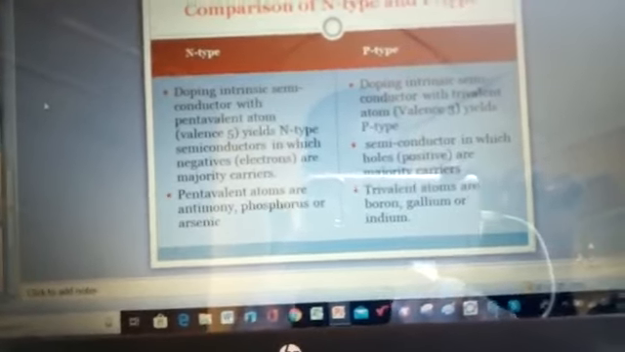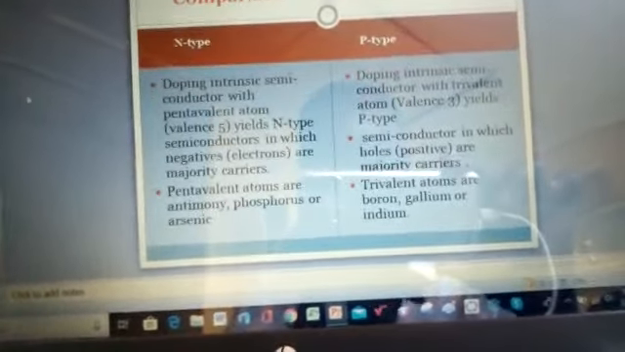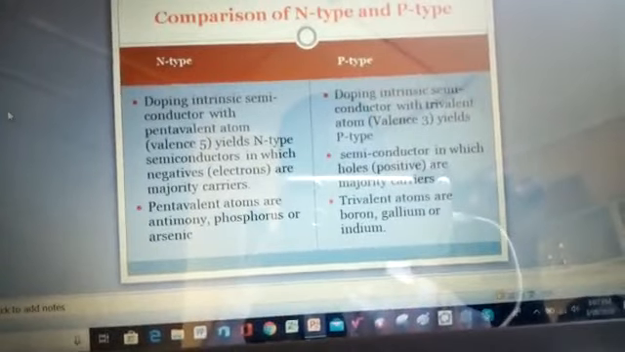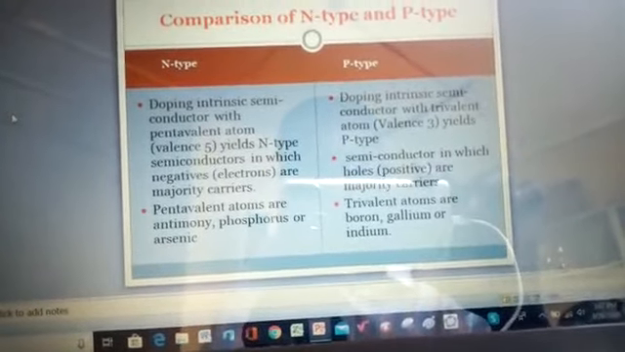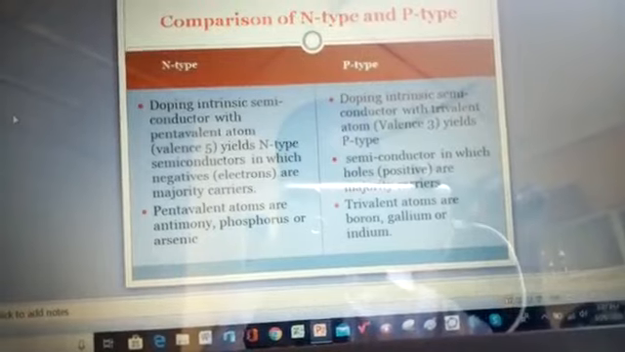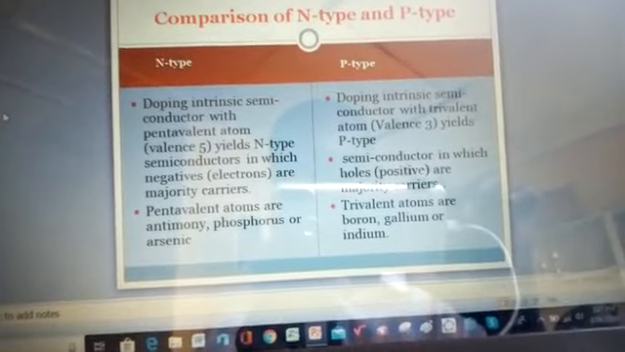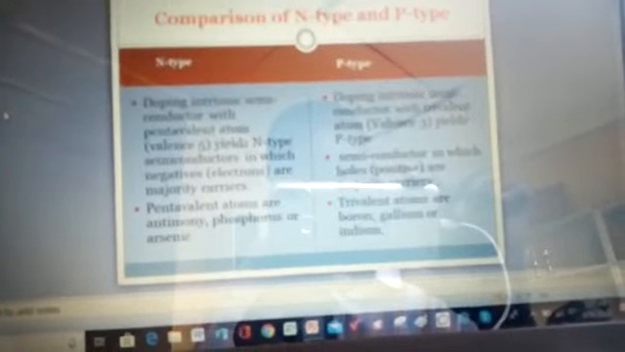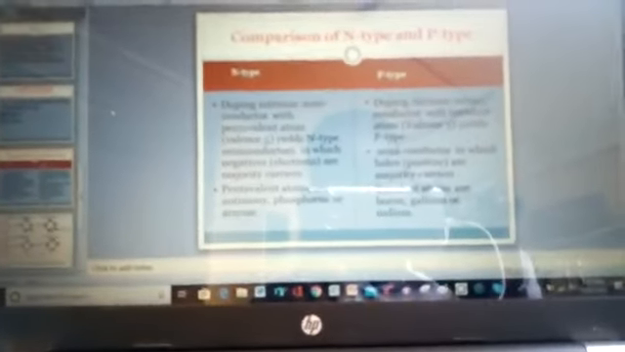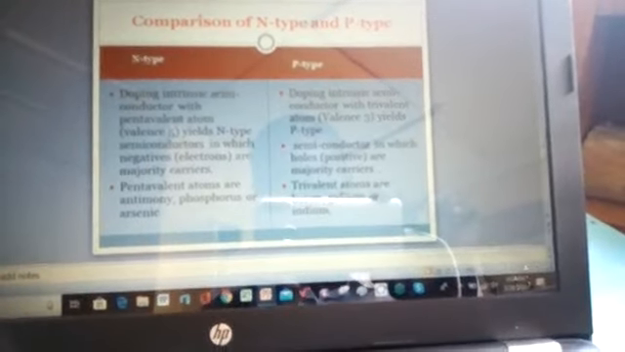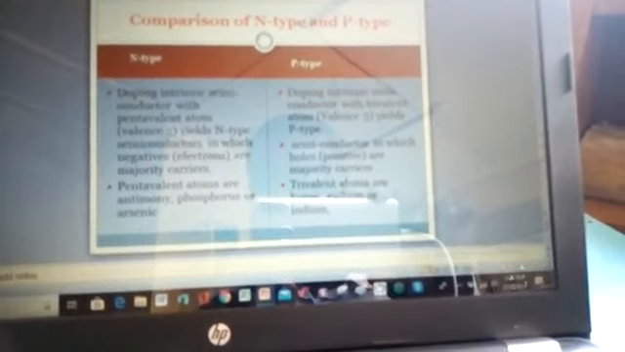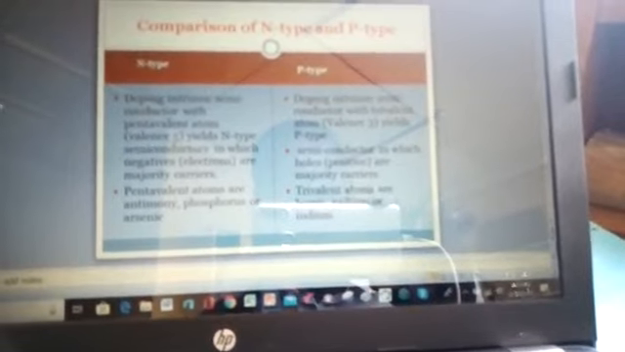Now, in your definition of N-type and P-type, the key thing is majority carriers. When doping for N-type takes place, the majority carriers are negatives because of that 5th electron. The 4 combine with 4 of the pentavalent to get a strong bond.